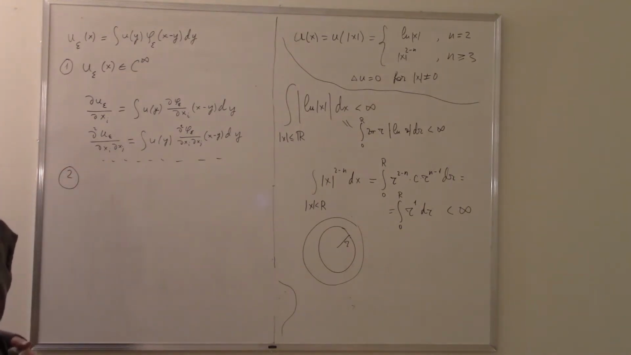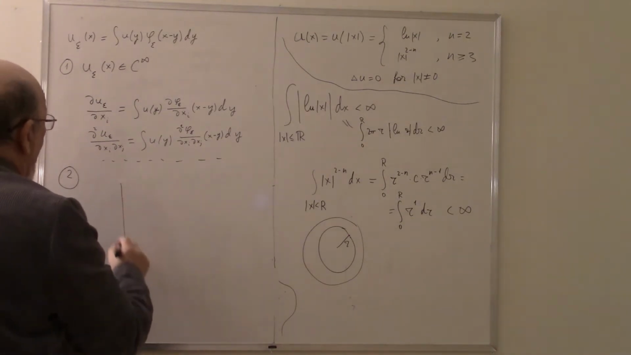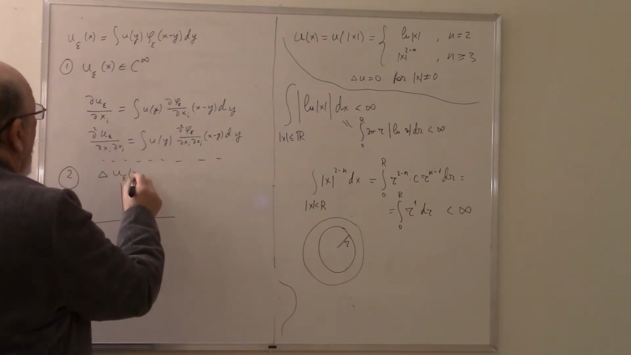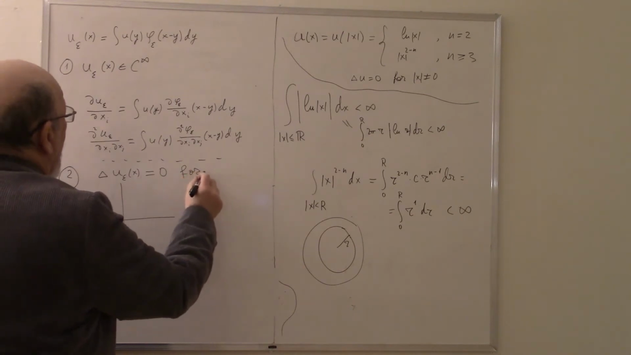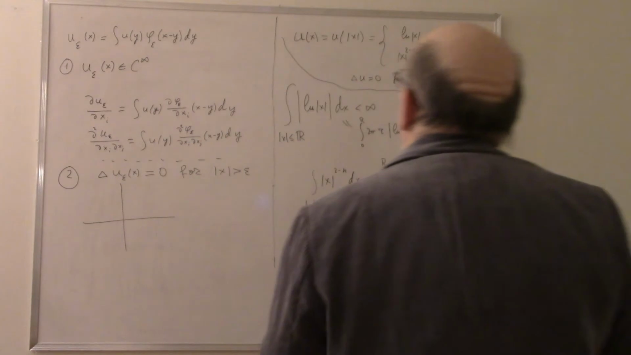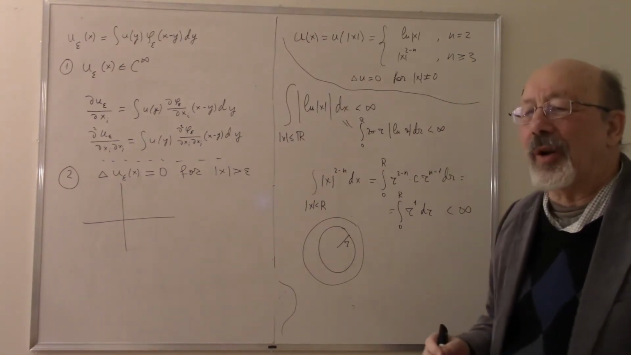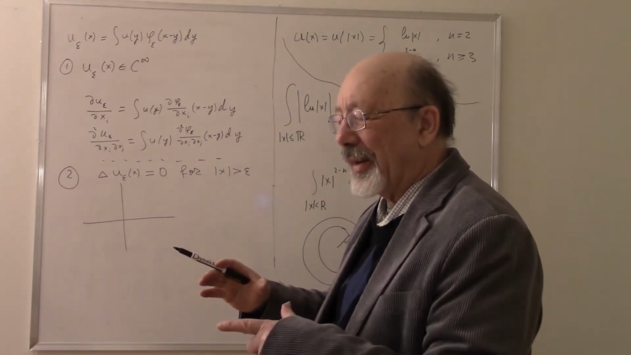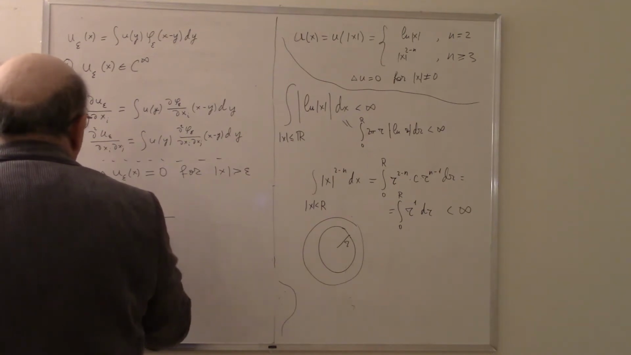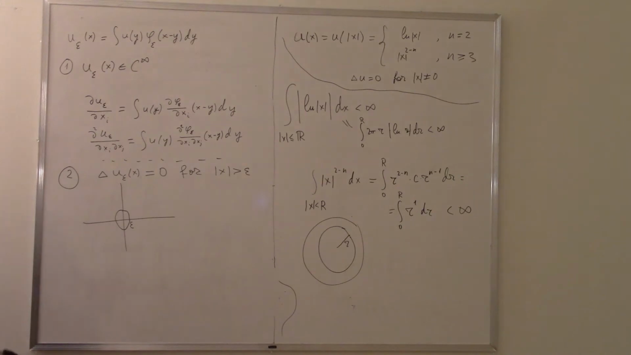Second thing is the following. Laplacian u epsilon of x equals 0 for module x more than epsilon. Here you see Laplacian of u is 0 for module x different from 0. And here it should be a little farther, at least at the distance epsilon from the origin. So here we have a ball of radius epsilon, and outside this ball the function u epsilon is harmonic function.